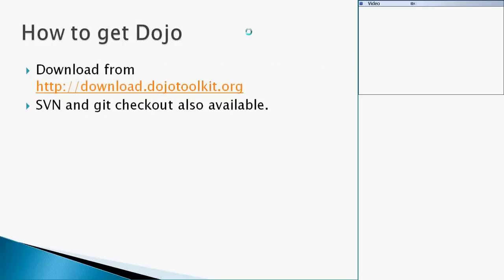Okay, so how to get Dojo? The website dojotoolkit.org is where you can go and download. You can download the release version, you can download the source, and you can also do an SVN checkout. You can also get a compressed one and the source one, which you can build yourself.